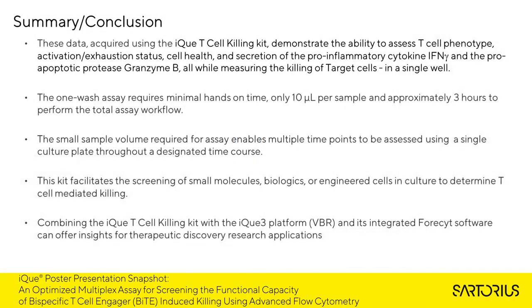This poster was put together to describe a simple T-cell mediated killing assay workflow and to highlight the key features of the IQ Human T-cell killing kit and IQ Foresight software. This assay kit requires minimal sample volume and a short 3-hour assay time from start to finish, getting fast results. This kit can facilitate the screening of small molecules, biologics, or engineered cells in culture to determine T-cell mediated killing. These tools can be easily applied to profiling assays of cell therapeutics geared toward a more personalized medicine approach.